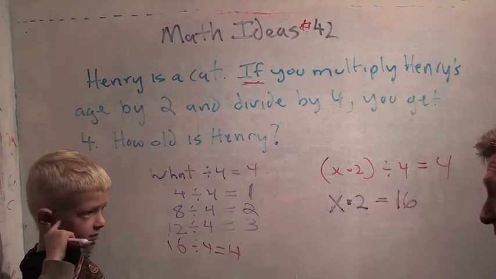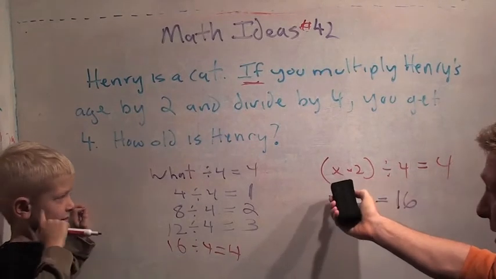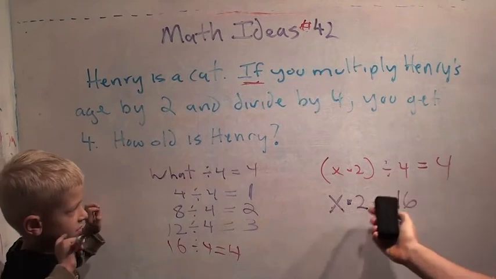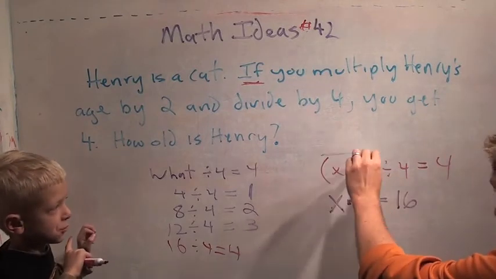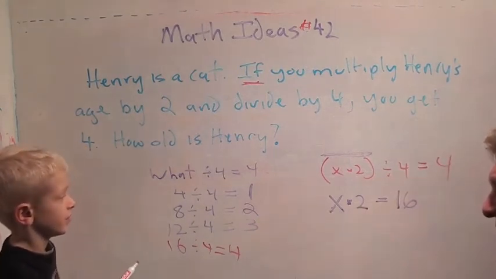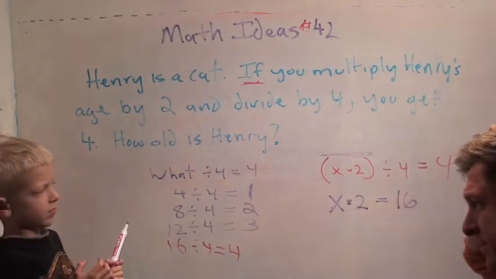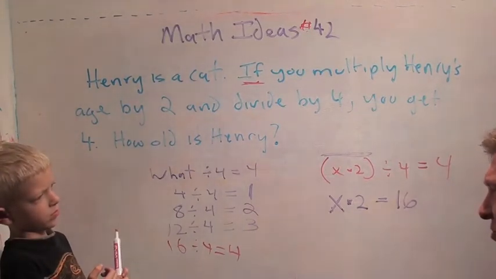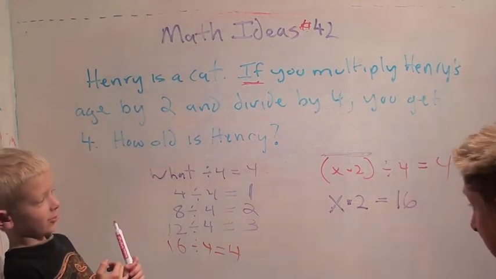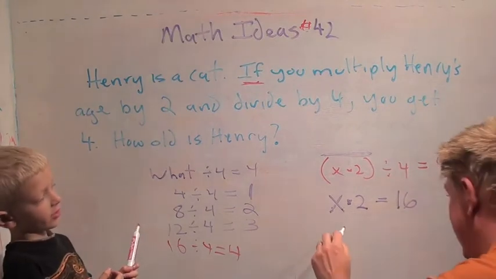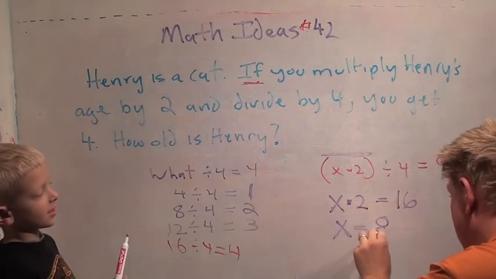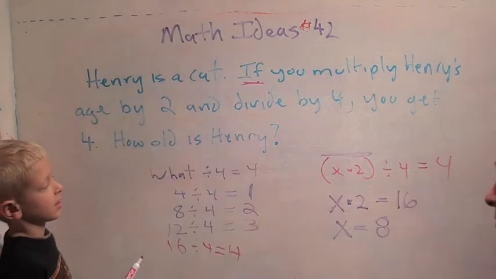Well, that's really helpful, actually. So here we have this really complicated equation. X times 2 divided by 4 is 4. But we know that 16 divided by 4 is 4. That means this part here, x times 2, has to equal 16. So what times 2 equals 16? 8 times 2 equals 16? Yep. 8 plus 8 is 16. Okay, so that tells us x equals 8. So how old is Henry?